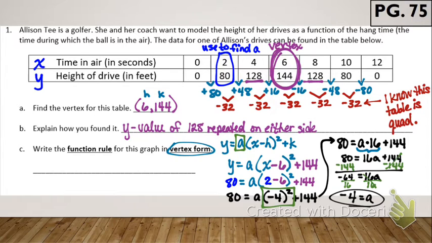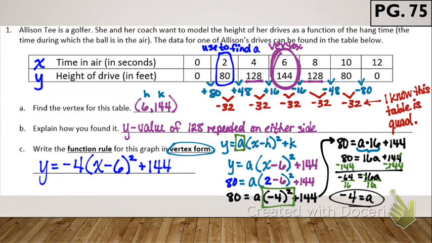So this is what I'm going to use for my A value. It's going to go in right here for A, and all the rest of this is going to look exactly the same with my vertex, my H and K in there. So I would have y equals negative 4 times (x minus 6) squared plus 144.